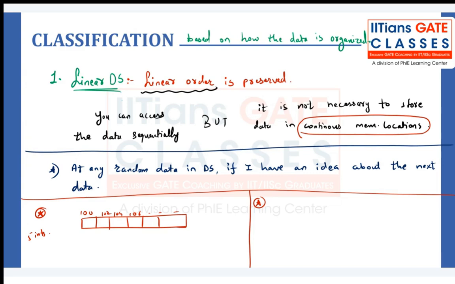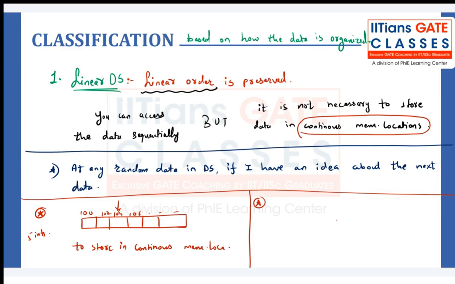At any particular point, you just need to increment by the size of an integer, and then you can go to the next memory location. So one way to preserve linear order is to store in continuous memory locations. What could be the other way? Suppose I don't want to store in continuous memory locations.